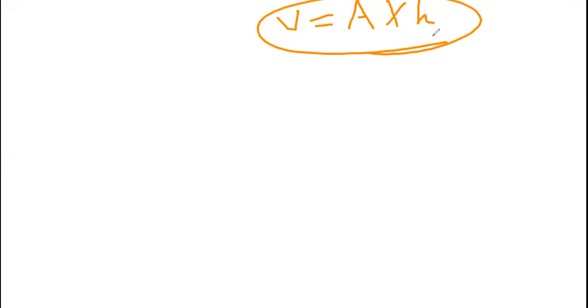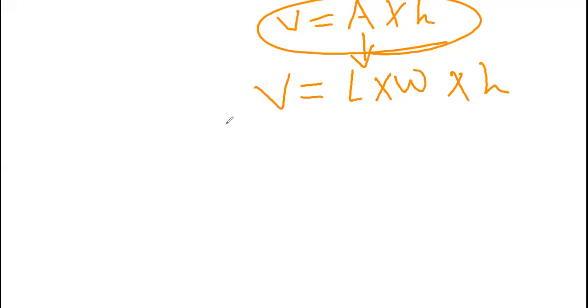First, the cuboid. In the cuboid, the base is rectangle. And the area of the rectangle equals length multiply width. So the volume of the cuboid equals length multiply width multiply height. This is the area of the base multiply height.